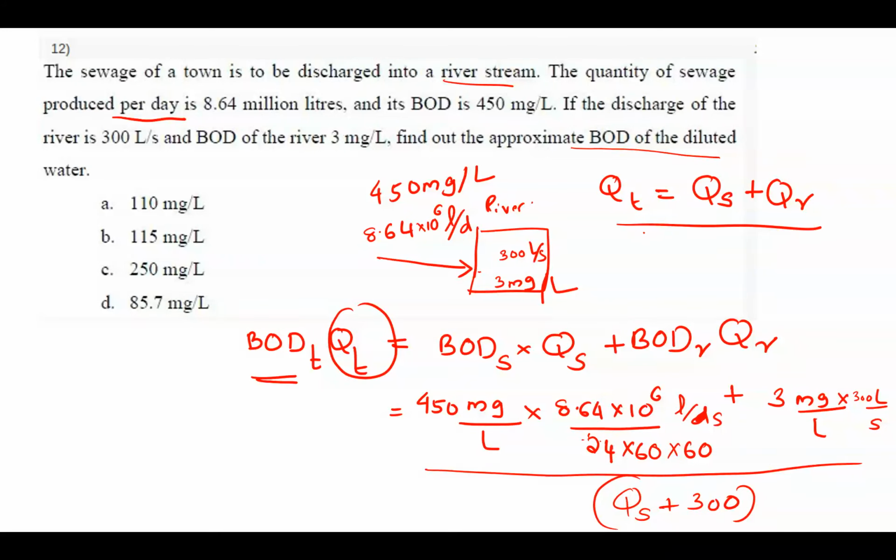First of all, tell what is QT, this value. You calculate it, and QS I have given here for the conversion of liter per day to liter per second. So then do it, and this value is QS. Put it here, QS, then add it with QR, calculate the whole value: BOD of the diluted water when the sewage is combined with the river water.